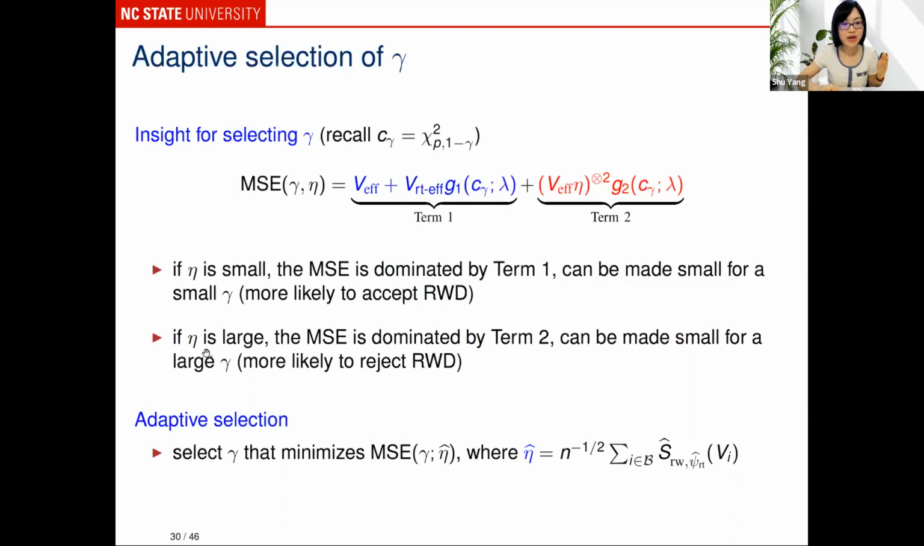In the second scenario, if eta is large, the mean square error is dominated by this term, and this term can be made small for a large gamma. That is, it is more likely to reject RWD, because RWD has a large bias in it, right? It also matches our intuition. So based on this result, we propose adaptive selection of gamma by minimizing the mean square error with a plug-in estimator for eta. Okay, so this eta hat is a crude estimate of the bias. And in our simulation study, we actually show that this adaptive selection is very effective.